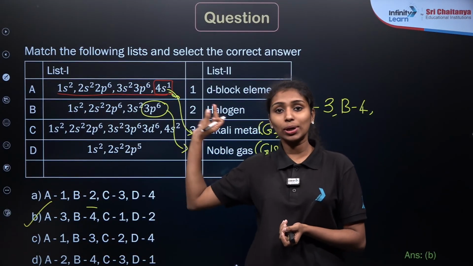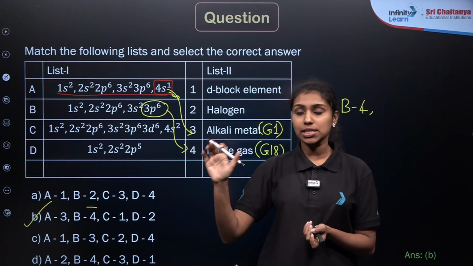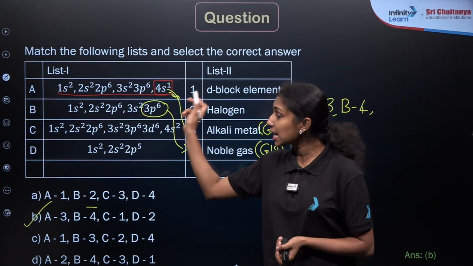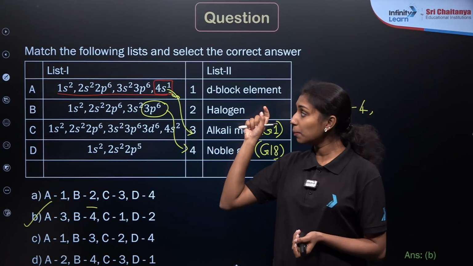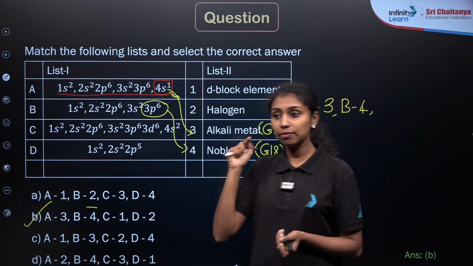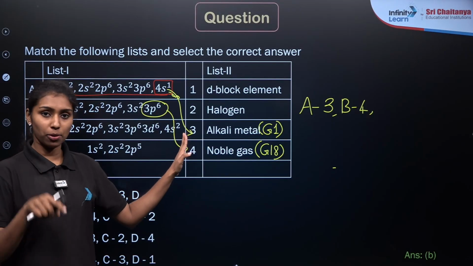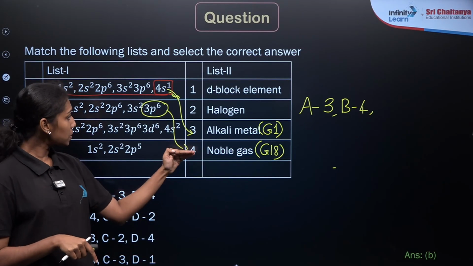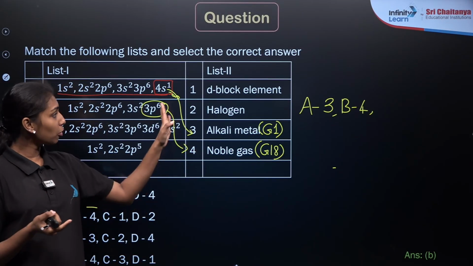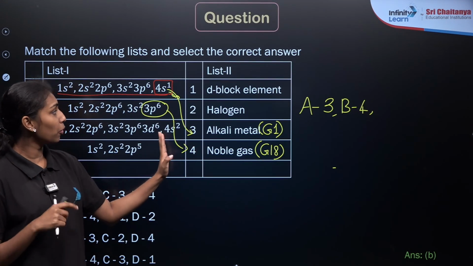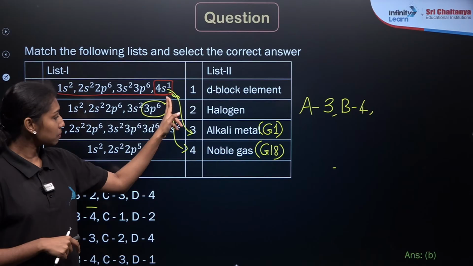For the first element, you need to consider only the outer electronic configuration. Here it is 4s1, which means that the last electron is entering into the s subshell. So we can predict the block of those elements by which subshell the last electron is entering. If it is entering into the s subshell, it will be an s block element. If it is entering into the p subshell, it will be p block and so on, right? There will be s block, p block, d block and f block elements present in the periodic table, right? Here it will be an s block element.